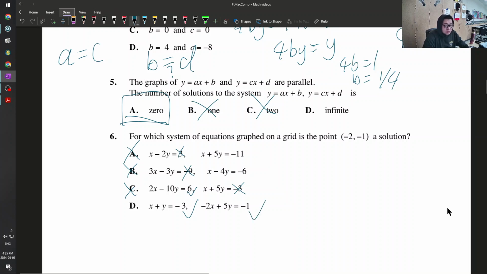So all we did is store x equal to 2, y equal to -1 into the x and y buttons on our calculator, and we plug these in to see which one of these are equal. So only one is equal. Number 6 is D.